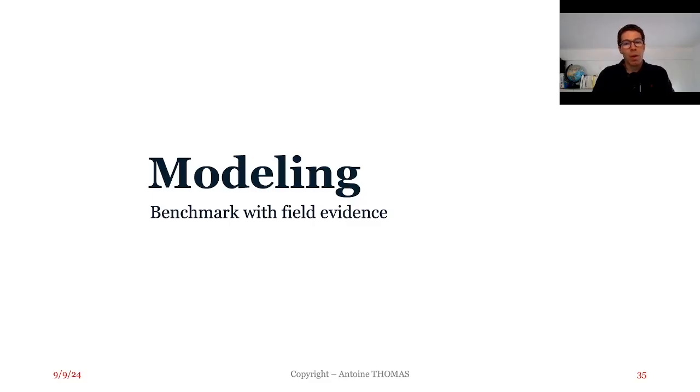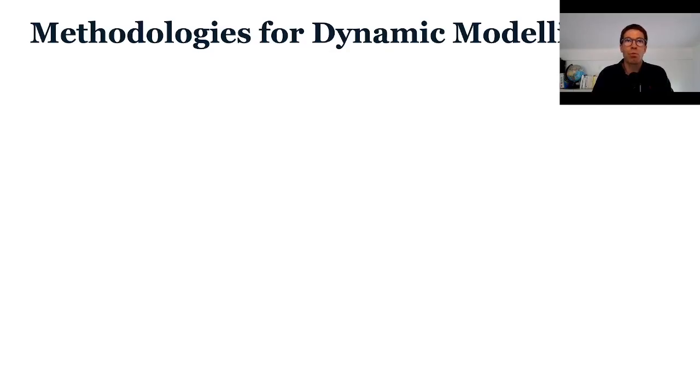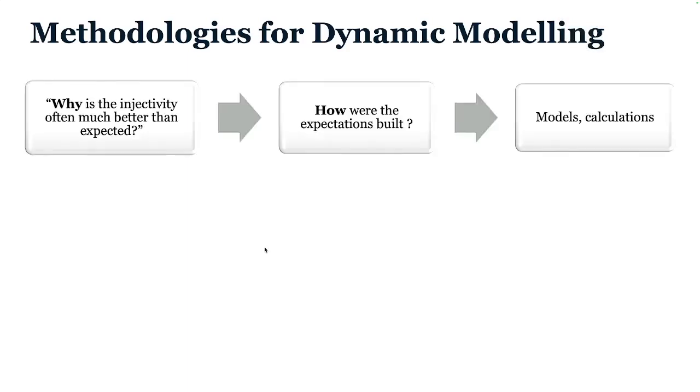So, a quick talk about modeling, which is one of the false parameters that can explain the difference between expectations and real injectivity measured in the field. So the first thing is you have to model, of course, to benchmark with the field case. I will skip basically the methodologies for dynamic modeling, but answering these questions is very important. Why is the injectivity often much better than expected? You should know how the expectations were built.